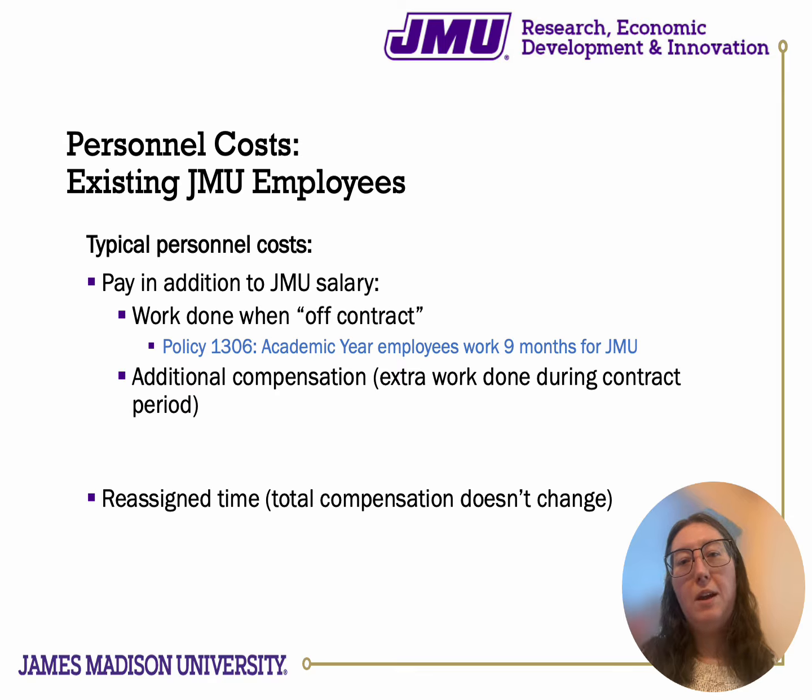For example, as per JMU Policy 1306, faculty on academic year contracts are considered to perform 9 months of work for the university and then have 3 summer months when they are not working for JMU. During this period, they can be compensated for work on a sponsored project. Now, I do recognize that in a lot of other contexts around the university, academic year employees are called 10-month employees. The reason that we do things different in sponsored projects can be found within Policy 1306.